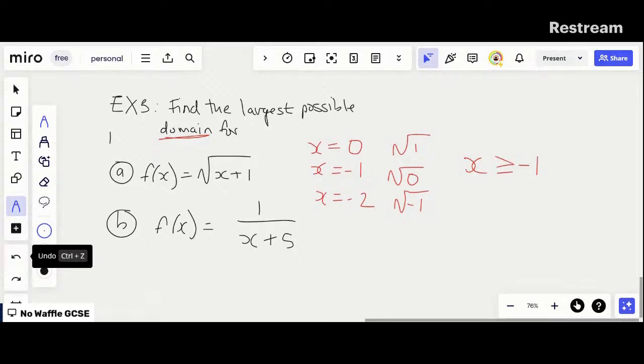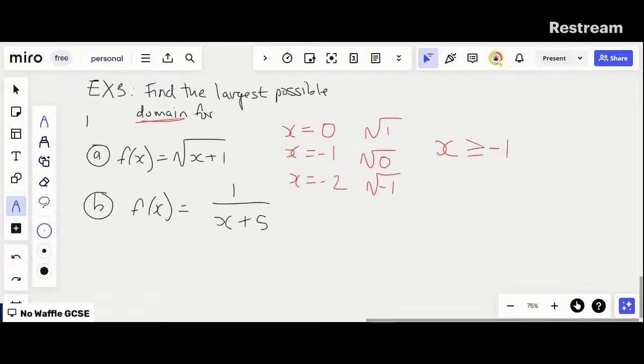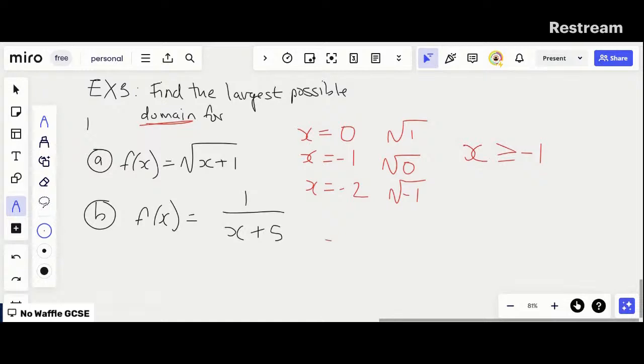Okay, now our next answer, f of x is equal to 1 over x plus 5. What did we say we want to avoid? We want to avoid division by 0. So we notice that if x is equal to minus 5, you get 1 over 0, which you can't do. So in this case, the largest possible domain is that x can be a member of any real numbers. Now I'm just using A-level notation here, just to speed things up, but it means x can be a member of any of the real numbers, but x cannot equal minus 5. Well done for those of you who are getting that in the chat.